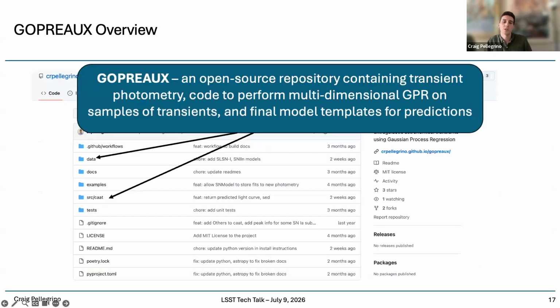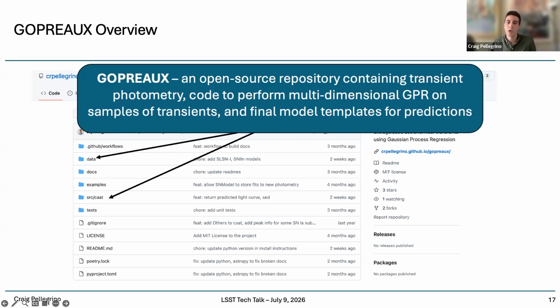So this brings me to the second part of this talk, which is to discuss our open source code base called GoPro. This is all publicly accessible on GitHub. I urge you all to check it out if you're interested. We have in this one repository several things. We have the processed photometry of all of the transients in our sample, as well as some metadata about things like their light curve peak, their coordinates, their redshift, and other information.